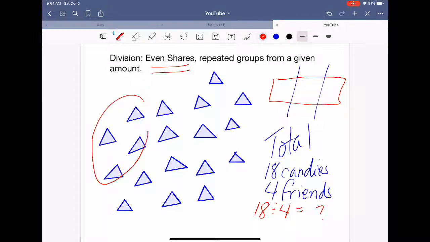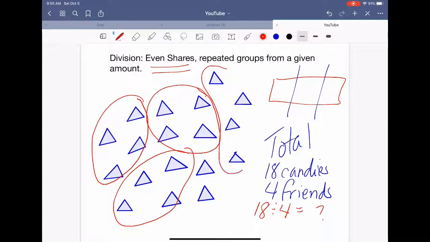So like I can give one friend 4, I can give another friend 4, I can give another friend 4, and I can give this friend 4. So I can have 4 nice big groups of 4, but notice I have some leftovers. So I have 2 leftover out of 4. So that's kind of what I think about when dividing.